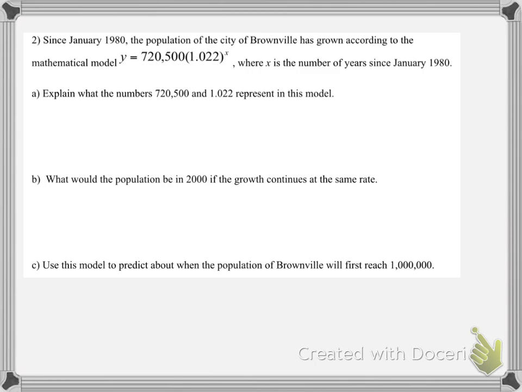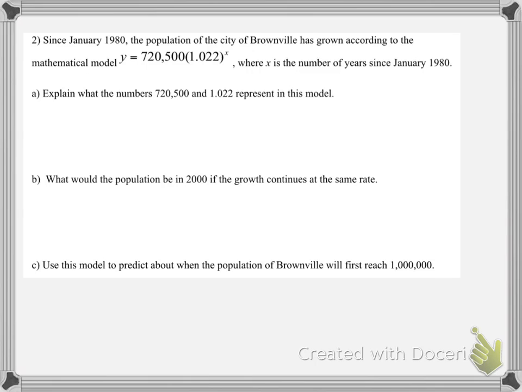So if you read your problem, since January of 1980, the population of the city of Brownville has grown according to the mathematical model y equals 720,500 times 1.022 to the x power, where x is the number of years since January 1980. So explain what 720,500 is and what 1.022 represent.